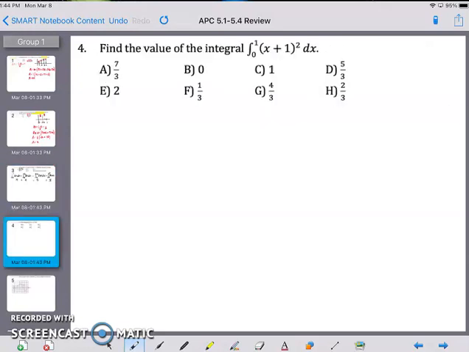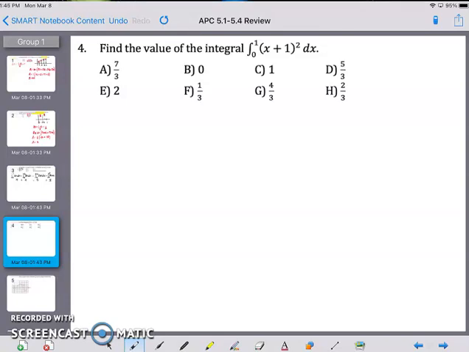Multiple choice problem number 4 says find the value of the integral from 0 to 1 of (x plus 1) squared dx. Okay, so there's more than one way to do this. The first way is by actually doing the calculus, integrating my function and then evaluating it over the interval from 0 to 1 using the fundamental theorem of calculus.